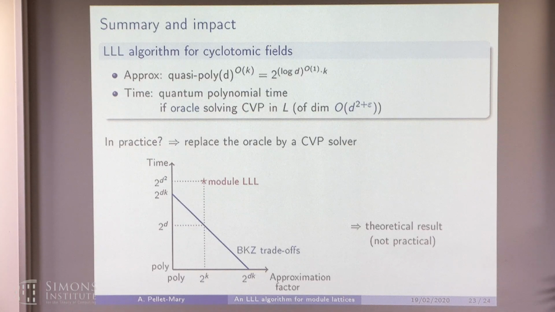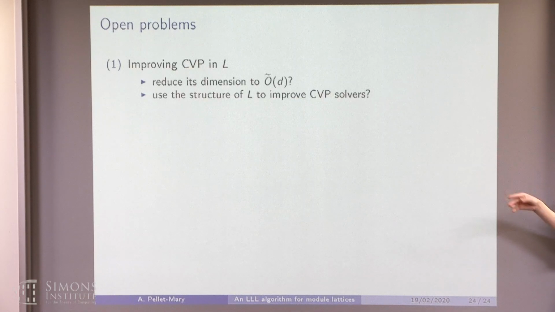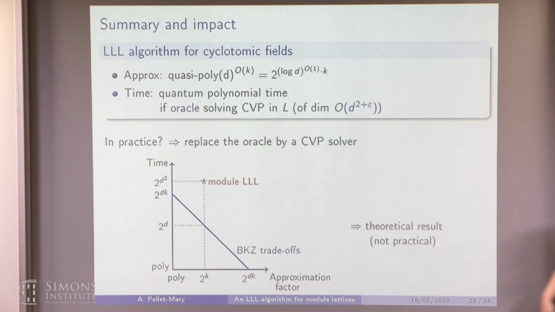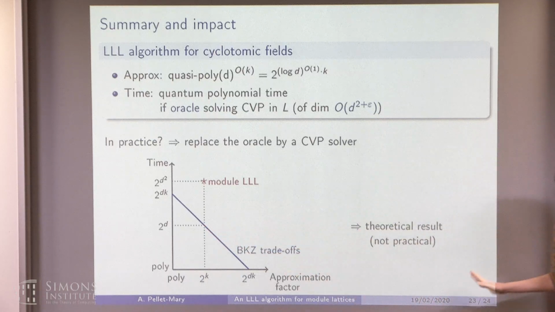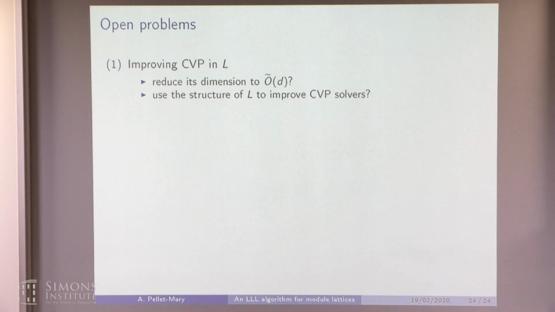And so this brings me to my main open question: can we do better than just instantiating the CVP solver with a generic one? Can we maybe reduce the dimension of the lattice L? If we could reduce it to O(d), then we would move on the BKZ trade-off. So no better, but no worse. And if we could use the structure of L, then we could also hope to get something better by using the symmetries of the lattice L and things like that.